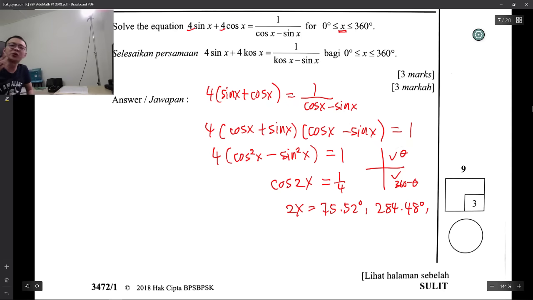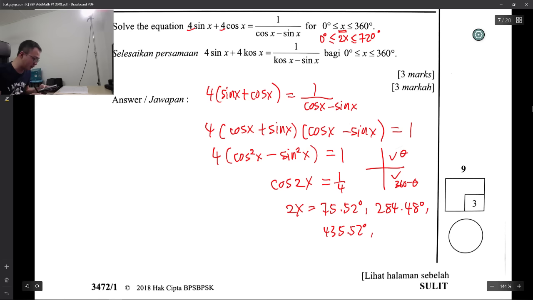And then I will move on because this is the range for x, right? I want to know for 2x how far I should find my angle. Then I will multiply 2 for everything. 0 times 2 is 0, right? This one times 2 is 720. That means I want to find my angle up to 720, then only I stop for 2x. So I will continue to find. The next one will be 75.52 plus 360. So this one should be 435.52. And then this one will be 284.48 plus 360.